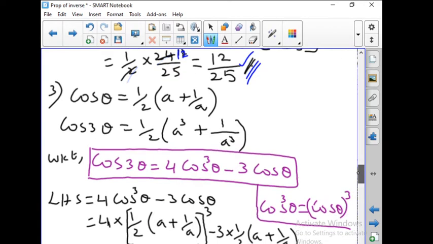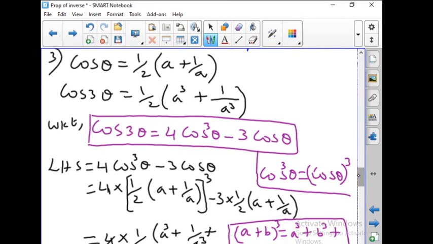Now third question. Cos theta is equal to 1 by 2 into a plus 1 by a. Show that cos 3 theta is equal to 1 by 2 into a cube plus 1 by a cube. Now we know the triple angle identity. Cos 3 theta equal to 4 cos cube theta minus 3 cos theta. So take the right hand side. Right hand side is 4 cos cube theta minus 3 cos theta.